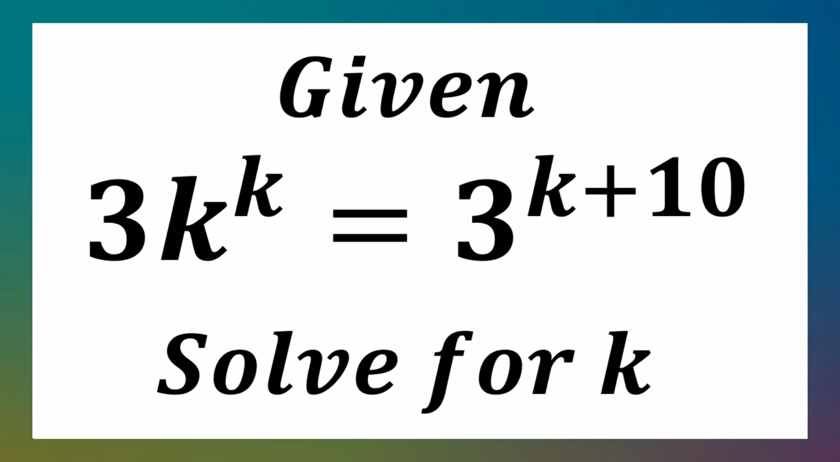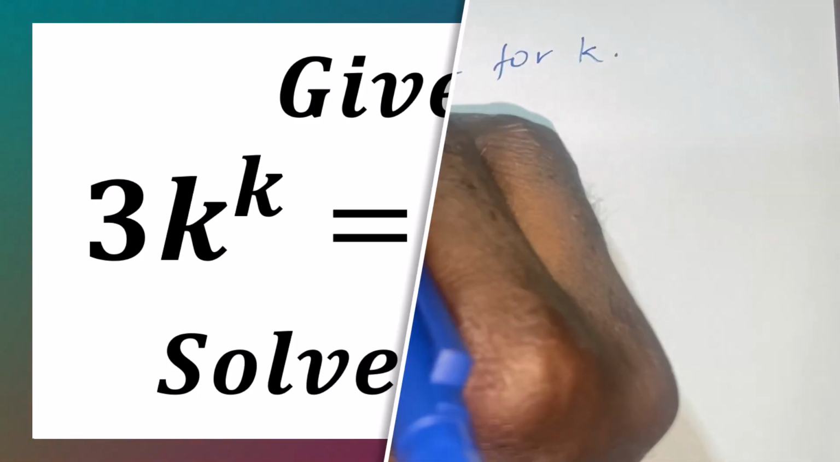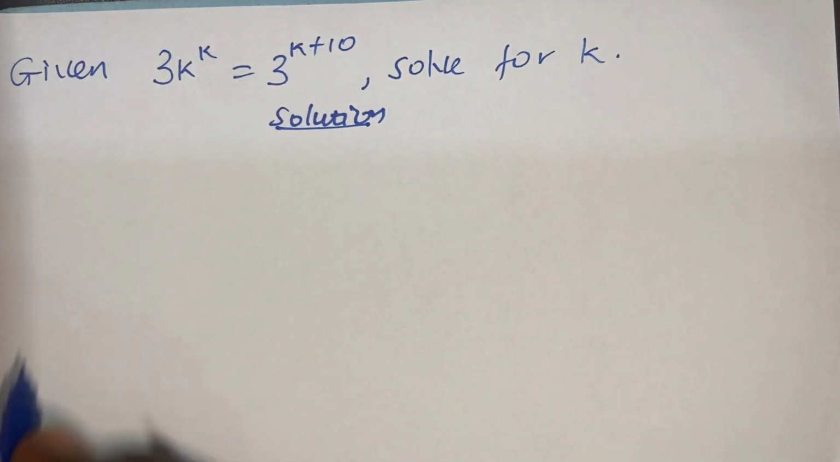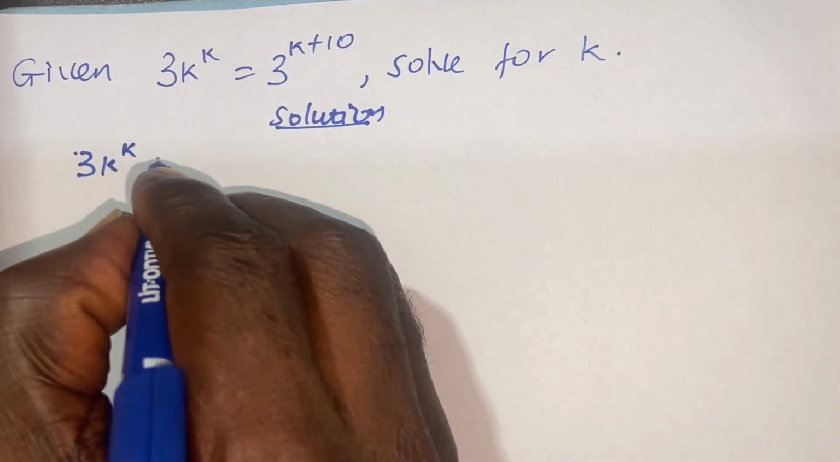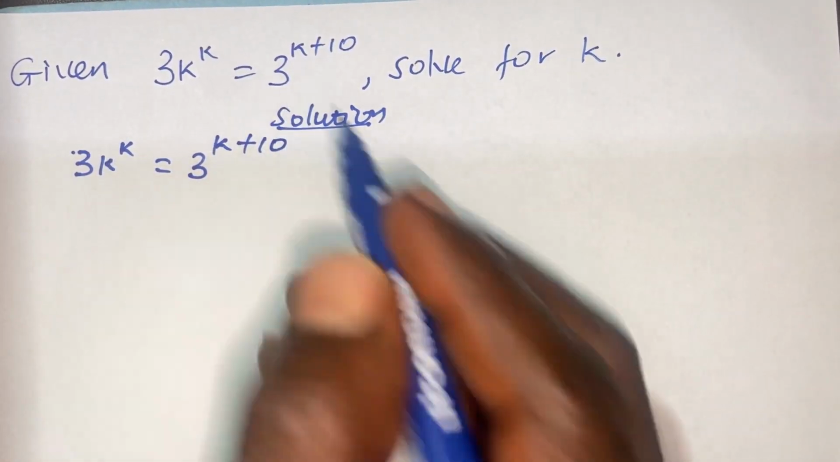Given 3k to the power k equals 3 to the power k plus 10. Solve for k. We have been given 3k to the power k equals 3 to the power k plus 10.